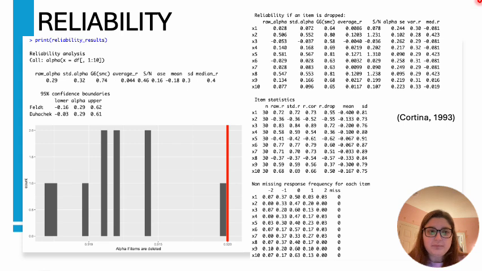So then underneath that, we have the 95% confidence intervals of Cronbach alpha, which gives us a range of values that the true reliability of the scale will likely fall between.